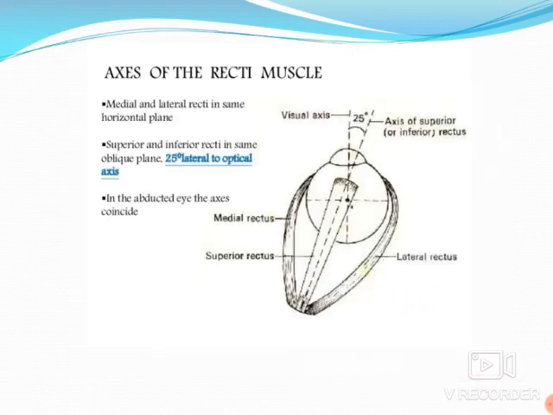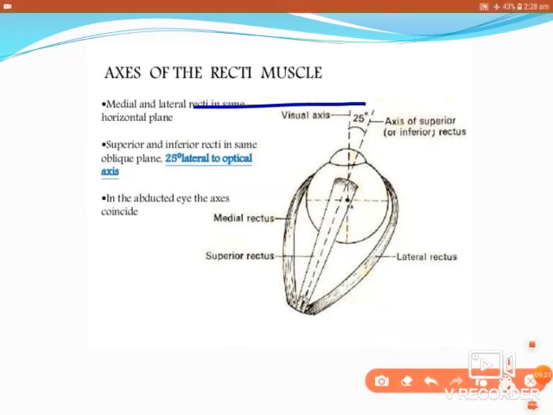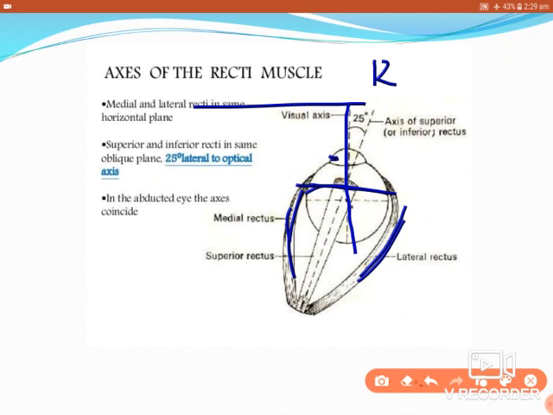Okay. Here you can see the axis of these recti muscles. See, this is the cornea, this is the sclera. So this is the right eyeball along with this lateral rectus, and this one is the medial rectus. This lateral rectus and medial rectus lie in the same horizontal plane. This axis through the anterior and posterior poles is the optical axis.